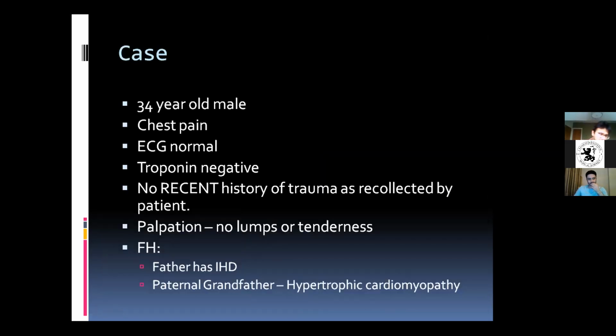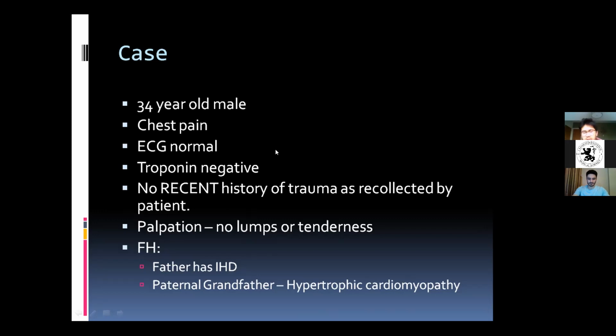So we have another case now, guys. 34-year-old male, chest pain, ECG is normal, TROPs are negative, no recent history of trauma, as recollected by the patient. On palpation, there are no lumps or tenderness. On the family history, father has got ischemic heart disease. Paternal grandfather apparently had hypertrophic cardiomyopathy towards the end of his life.